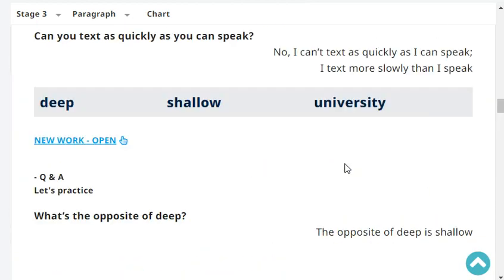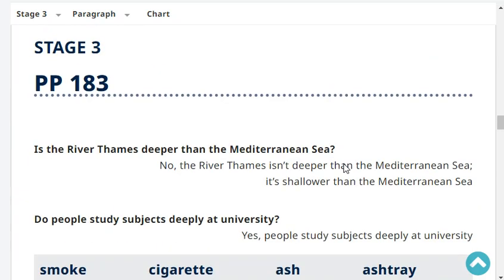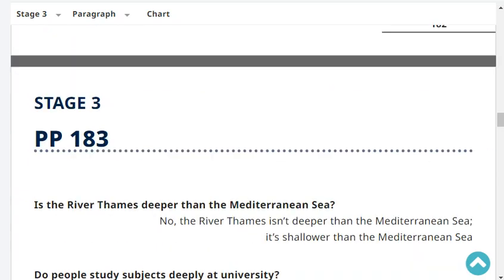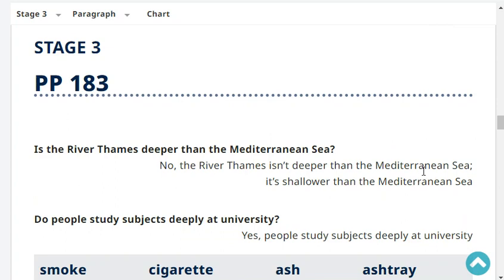What's the opposite of deep? The opposite of deep is shallow. Is the river Thames deeper than the Mediterranean Sea? No, the river Thames isn't deeper than the Mediterranean Sea. It's shallower than the Mediterranean Sea. Do people study subjects deeply at university? Yes, people study subjects deeply at university.